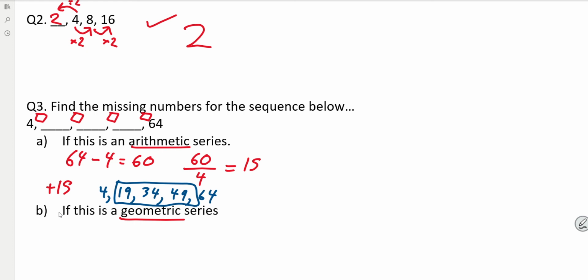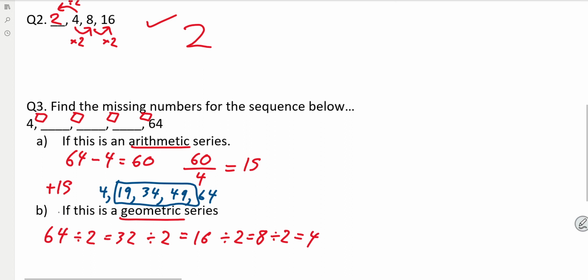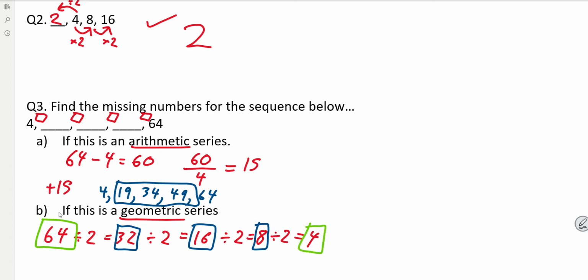If we go from 64, let's start in pen mode. 64 divided by 2 is 32. Divided by 2 is 16. Divided by 2 is 8. Divided by 2 is 4. So what are our answers? 32, 16, and 8 would be our 3 answers in between, with 64 and 4 being the 2 outside ones. So we would be multiplying by 2 in this case.